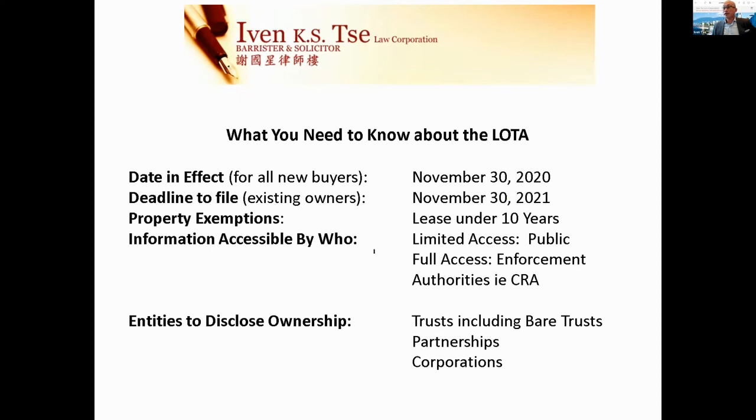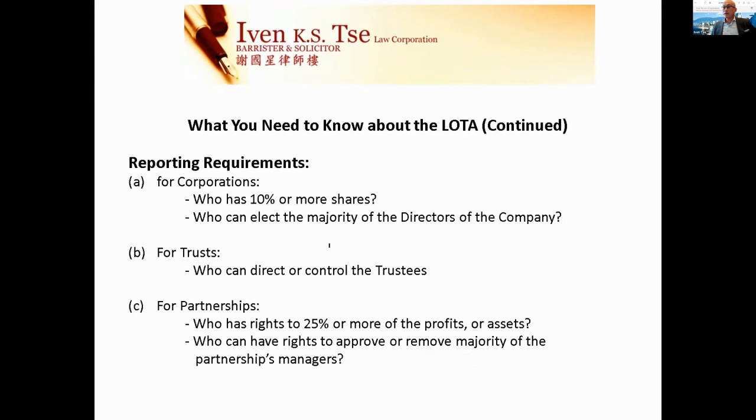Of course, there is limited access by some people. The public can't access all the especially sensitive information, but there is full access for enforcement authorities such as the CRA. And all entities are required to disclose ownership. You have trusts, so some properties are held through trust. Then you have to notify all the information, including SIN and residency and permanent residency of all the owners, partners, shareholders, silent shareholders, silent partners, silent beneficiaries, who the settlors are, who the trustees are. It's quite significant. So requirements for corporations: who has 10% or more of the shares, who can elect the majority of the directors of the company.